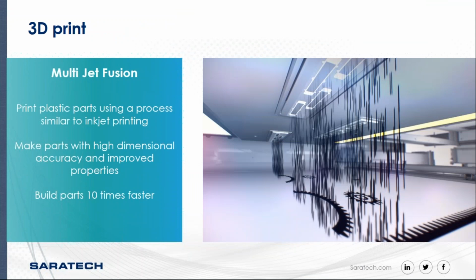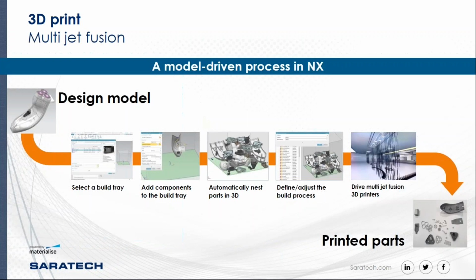Now the multi-jet fusion machines: you print plastic parts using a process similar to inkjet printing, make parts with high dimensional accuracy and improved properties, and it builds parts 10 times faster. And that's for the plastic side of parts. For your multi-jet fusion, the process remains the same.